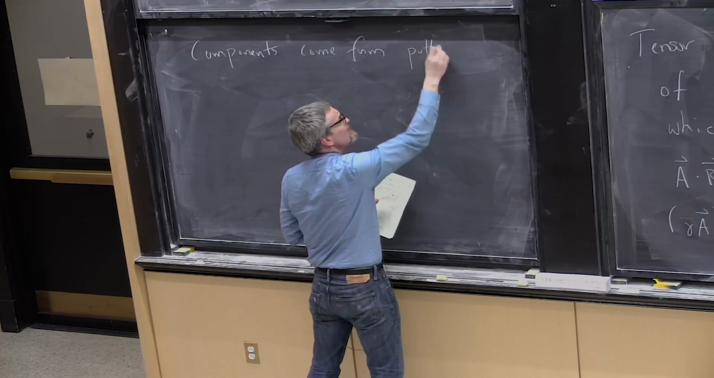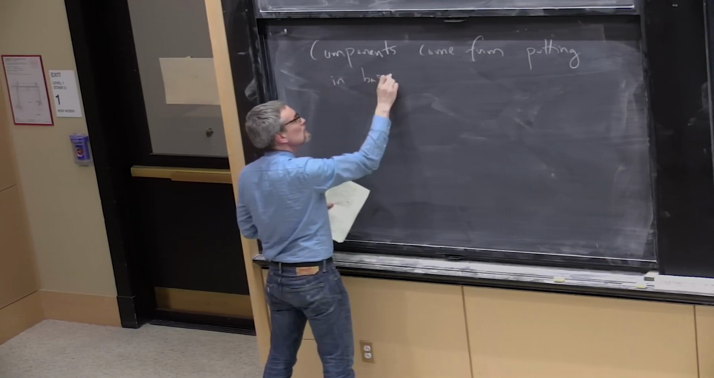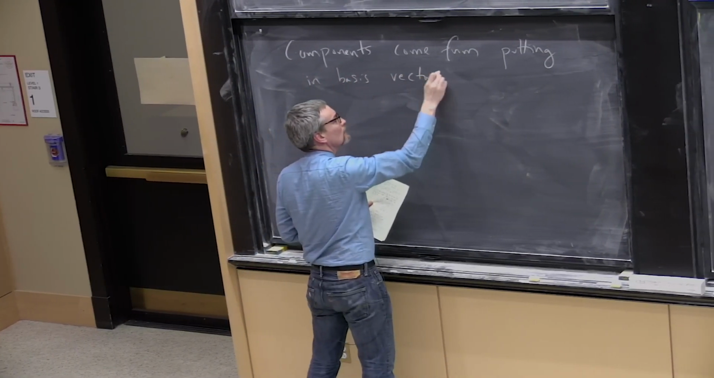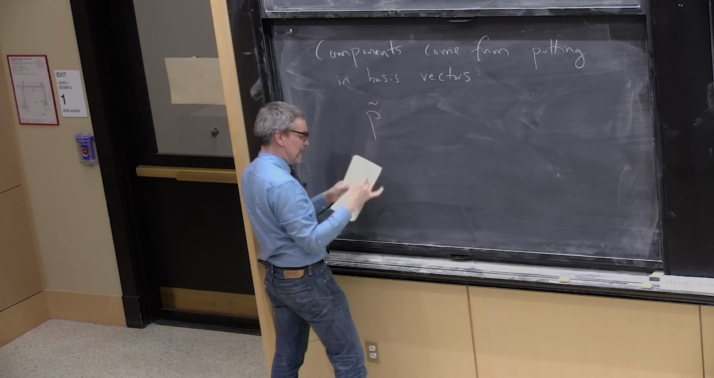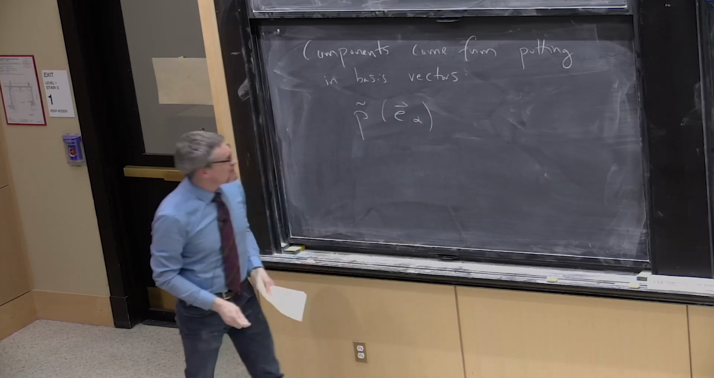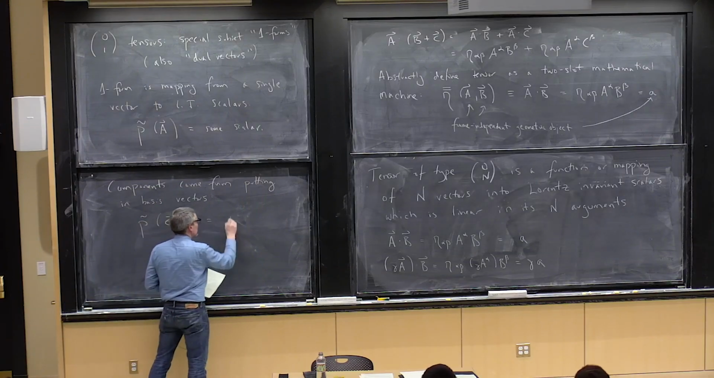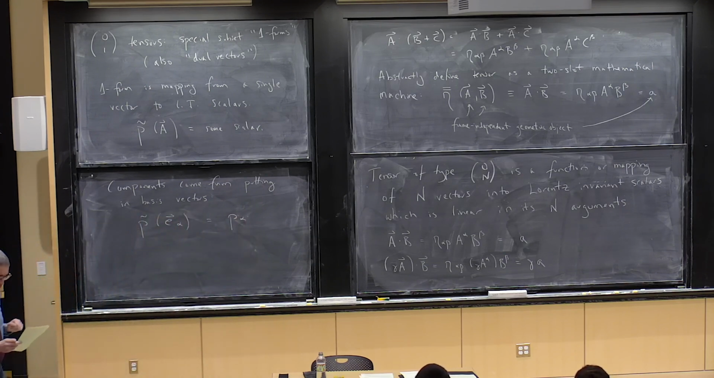By putting my basis vectors inside. So if I take my one-form P, and I put in my alpha basis vector, this gives me the alpha component of the one-form. Notice it's in the downstairs position.